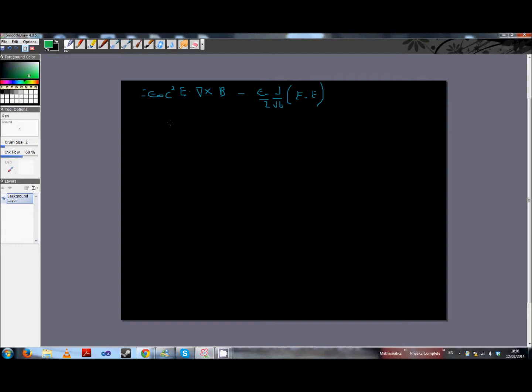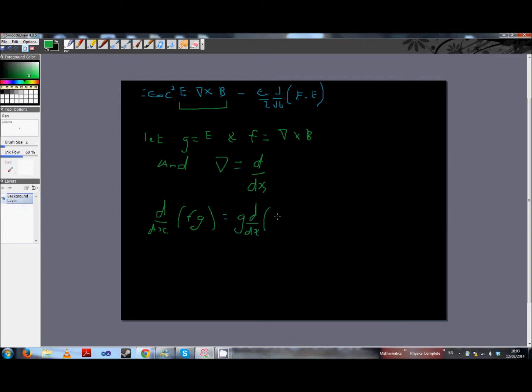We need to change the term E dot curl B into a more useful expression, and in order to do this we have to use the product rule of differentiation. So we let g equal E and we let f equal curl of B. And for the sake of simplicity, we assume that the gradient operator for now is equal to d by dx. So the product rule is d by dx of f times g is equal to g d by dx of f plus f d by dx of g.